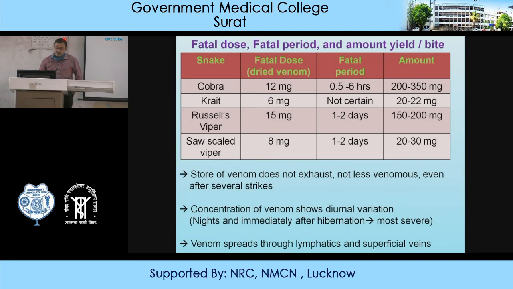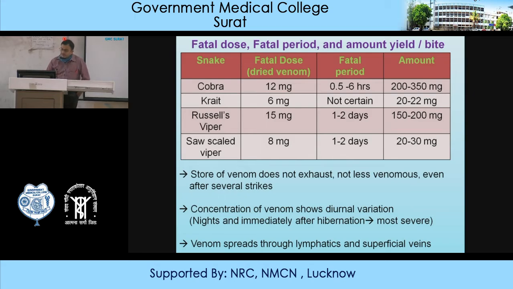Now from Krait, less is required, 6 milligram. Fatal period not certain, and in a single bite 20 to 22 milligram. Russell's Viper 15 milligram, fatal period 1 to 2 days, in a single bite 150 to 200 milligram. Saw-scaled Viper 8 milligram, 1 to 2 days, and 20 to 30 milligram.